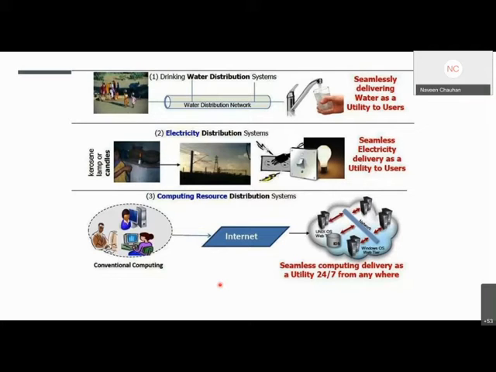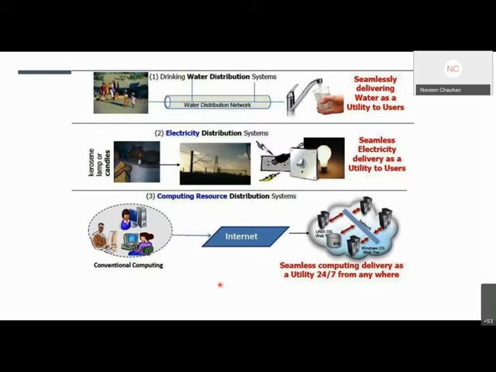So way back when, I mean, this is almost a very necessary commodity nowadays. As in previous times, the first example which we have quoted is the drinking water distribution system. So we can create the analogy from there itself, where the people used to fetch the water in their utensils from the water bodies. But with the help of the water distribution network, ultimately we end up with the seamless delivery of water.